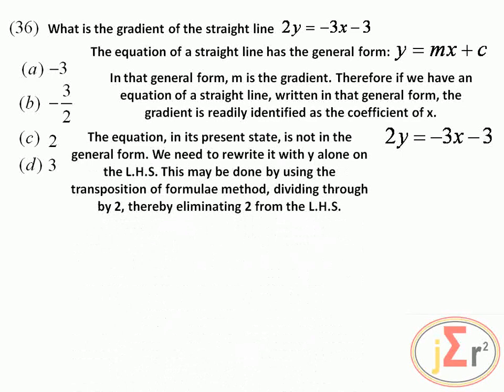The equation in its present state is not in the general form. We need to write it with y alone on the left hand side. This may be done by using the transposition of formula method, dividing through by 2, thereby eliminating 2 from the left hand side, because we have what? Y is equal to mx plus c. Here we have 2y is equal to. So we just need y. We will achieve that by dividing by 2 on the left hand side. Then, consequently, in order to balance the equation, we will divide on the right hand side by 2 also. We may say that in short as dividing through the entire equation by 2.